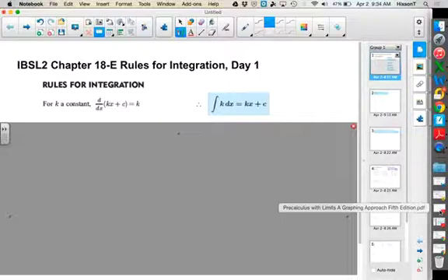But if you think about this, a constant k is the same thing as if I wrote k times x to the 0 power. So now if we add 1 to our exponent and divide by the new exponent, we're doing k times x to the first over 1, which of course is just kx. Alright, so when you have a constant, the integral of the constant is the constant times x plus c.